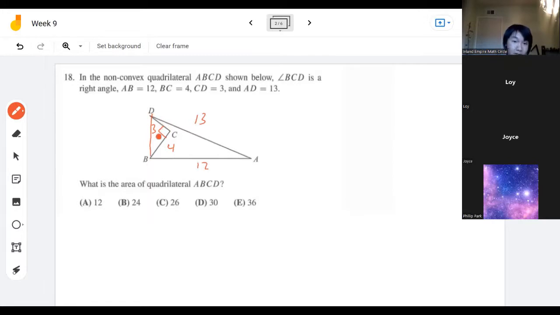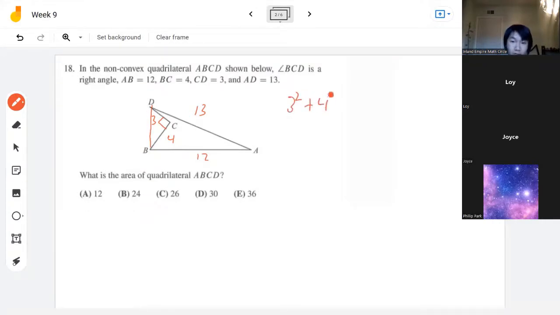Because we know that this angle here, BCD, is a right angle, so we can solve for that. So let's solve for that. 3 squared plus 4 squared equals, we'll call it side x here, x squared, right? And if you do this, we'll get that x squared equals 25. So x equals 5. So 3, 4, 5 is one of these Pythagorean triples. There are a few triangles where all the numbers will match up in whole numbers, and this happens to be one of them. So now we know that x equals 5.